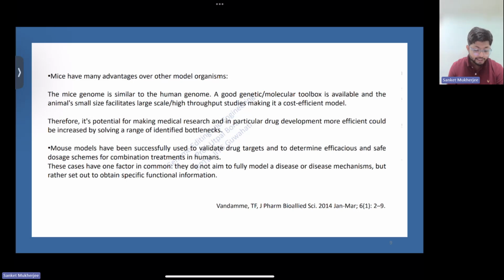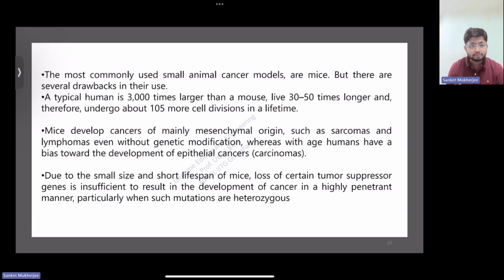Its potential for making medical research and in particular drug development more efficient could be increased by solving a range of identified bottlenecks. Mouse models have been successfully used to validate drug targets and to determine efficacious and safe dosage schemes for combination treatments in humans. These cases have one factor in common. They do not aim to fully model a disease or disease mechanisms, but rather set out to obtain specific functional information.